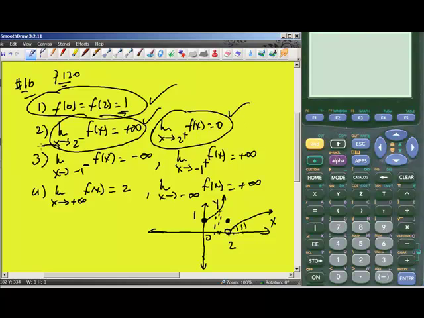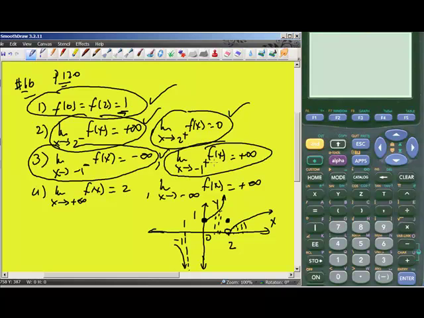Now let's go to number 3. When I go to -1 from the left hand side, call that -1, the curve has to go down. So that means I'm going to have a vertical asymptote there. The curve is doing that. That's satisfied. Now when I go to -1 from the right hand side, the curve has to go to positive infinity. So here's my curve, going to positive infinity. There's my vertical asymptote. Both of these conditions are done.